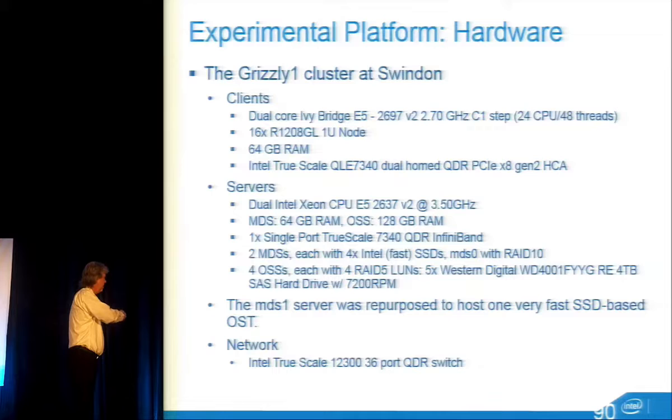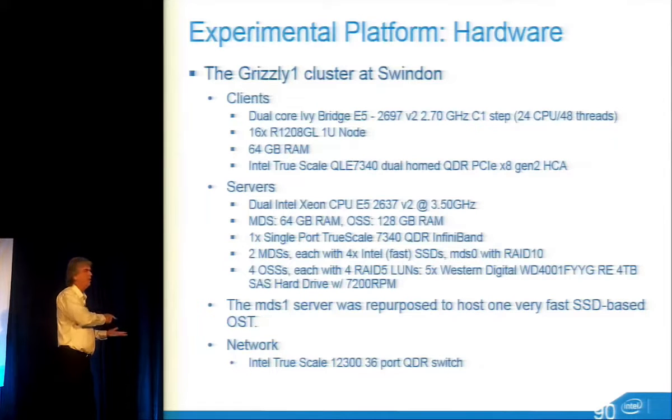The servers are again fairly nice late model nodes. The MDSs have 64 gigabytes. The OSSs have 128 gigabytes, which, since my main focus is testing the performance of the clients, having a really, really fast server side is actually desirable. And so whether or not we are exceeding the cache or buffer space on the OSS is less important, but data volume is still going to be an important consideration in our measurements. And again, it's QDR.